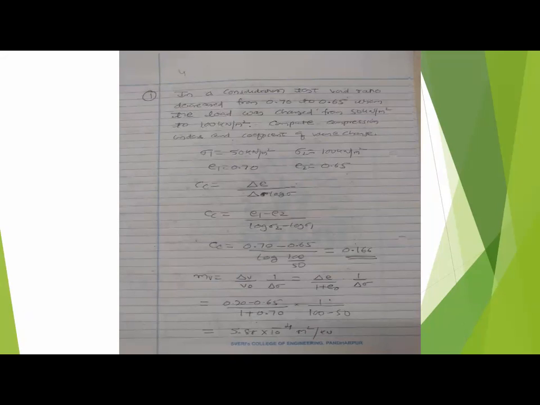Okay, now one by one questions we will start. Take down this question. In a consolidation test, void ratio decreased from 0.7 to 0.65. Means initially e1 is 0.70 and the void ratio decreased to e2 = 0.65.